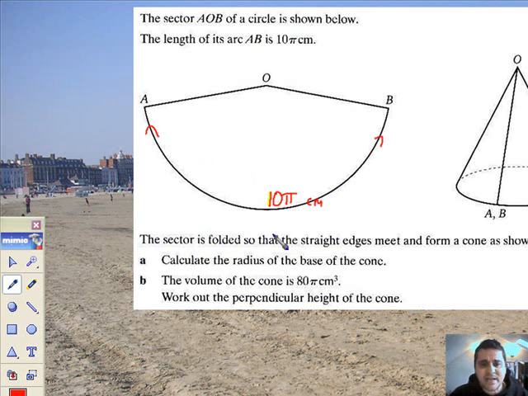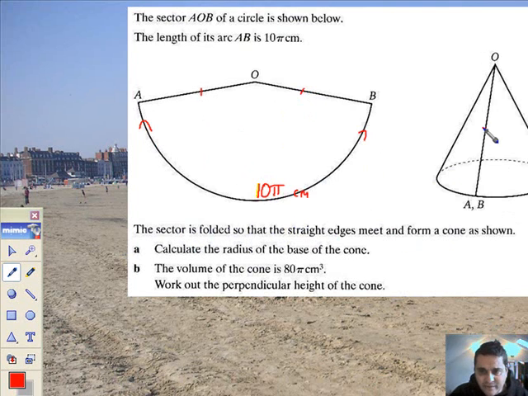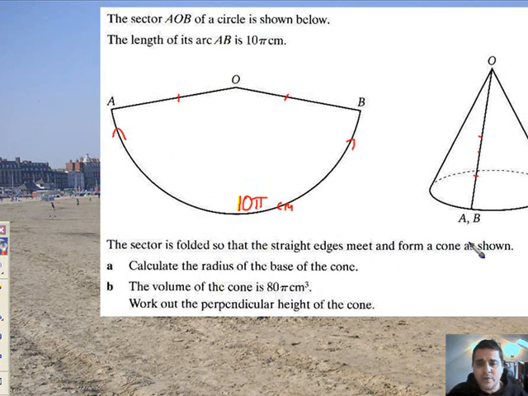The sector is then folded. Now this is really good because they're actually drawing the picture. The sector is folded so that the straight edges, that and that, touch and they form this lovely seamless part of the cone. So the folded parts are folded so that the straight edges meet and form a cone as shown. So that becomes that. Well done. Now calculate the radius of the base of the cone. Now look how wonderful and helpful this diagram is.